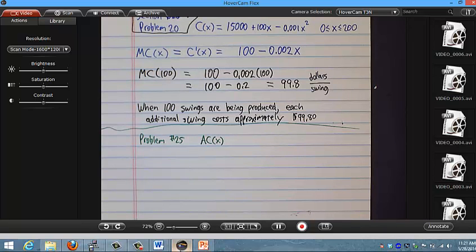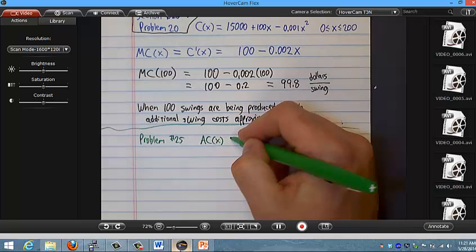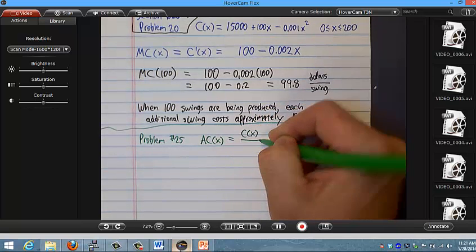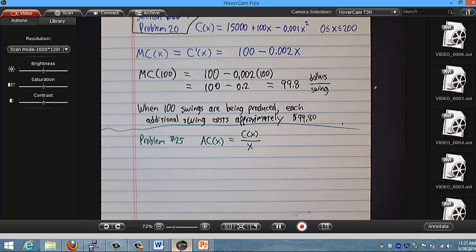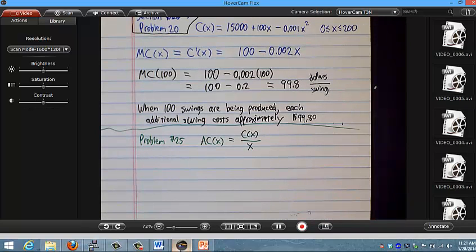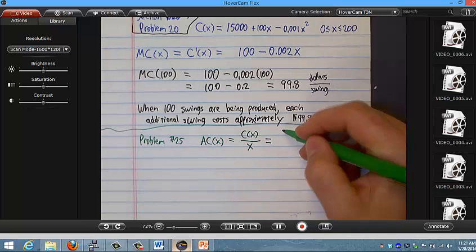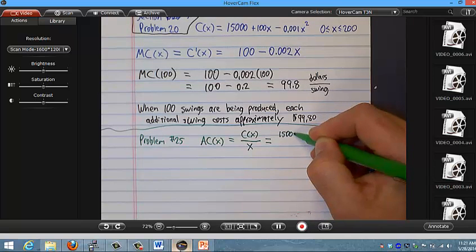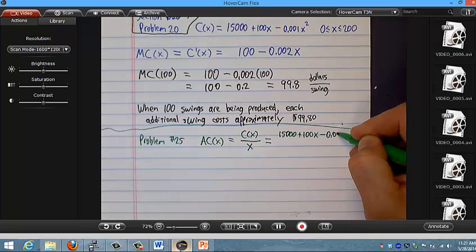Okay. So if I want to find the average cost for x swings, I'll take the cost function, which we call C of x, and what's the number of swings? x. That's what we called x, right? Does that equation make sense to you guys? It's the cost function divided by x. So for us, it's going to be (15,000 plus 100x minus 0.001x squared) all over x.